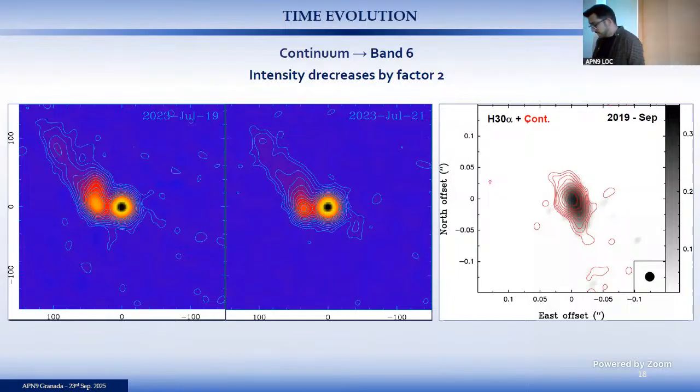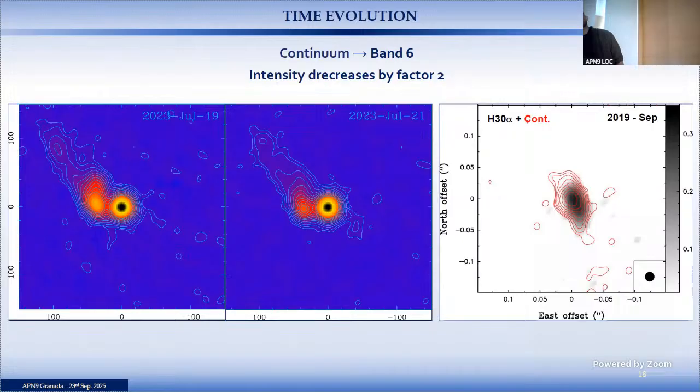And similarly, in the continuum emission in band 6, we have observations separated by only 2 days. And you can see here the distribution of the continuum, and you can see how the emission decreased by a factor of 2 in only 2 days. This implies a very important change in the energy of the system. Okay? This is tracing the jet here.